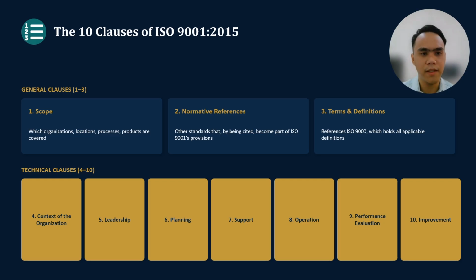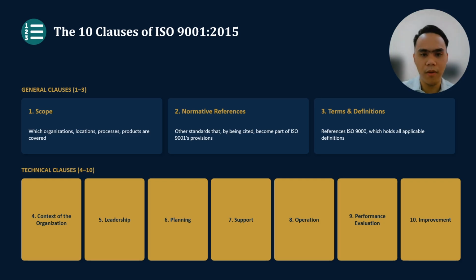Like clause 4 is the context of the organization, clause 5 is leadership, clause 6 is planning, clause 7 is support, clause 8 is operation, clause 9 is performance evaluation, and clause 10 is improvement. So this structure is exactly the high-level structure we discussed a moment ago. The same 7 technical clause titles appear across the other ISO management system standards too, which is precisely what makes integrating multiple certifications so much more manageable than it used to be.